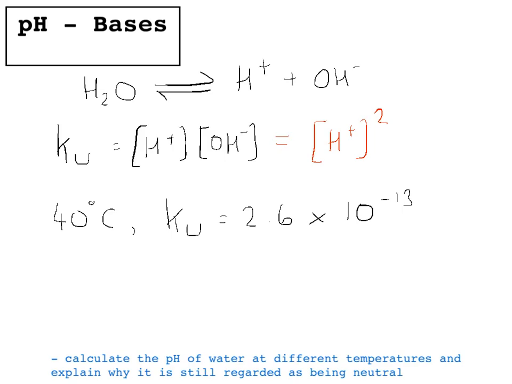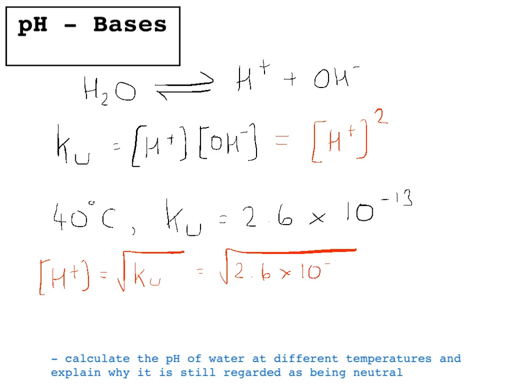So using that, we can now work out the pH, because we can say that Kw equals H plus squared, so the concentration of H plus will equal the square root of Kw, which equals the square root of 2.6 times 10 to the minus 13, which gives us 5.1 times 10 to the minus 7. Now if we put that into our pH expression, so we need to say pH equals minus log of the concentration of H plus, that will give us a pH of 6.29.